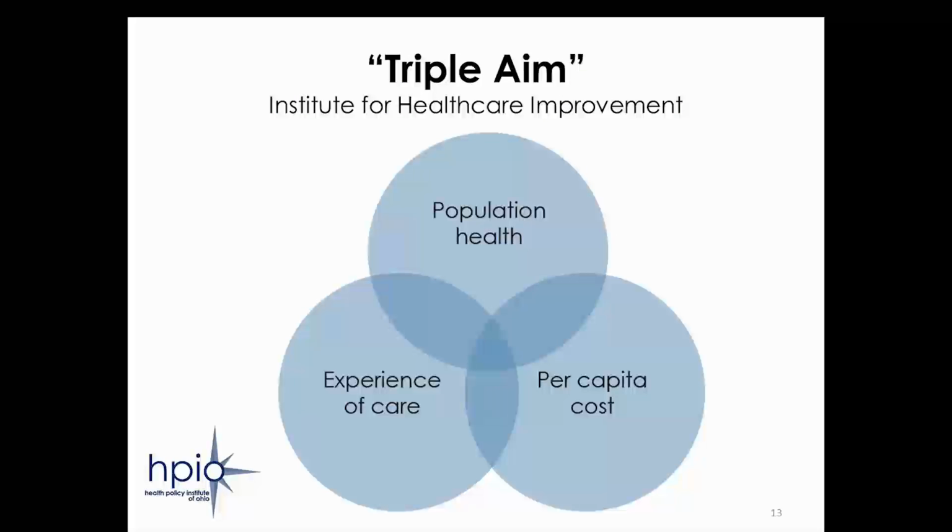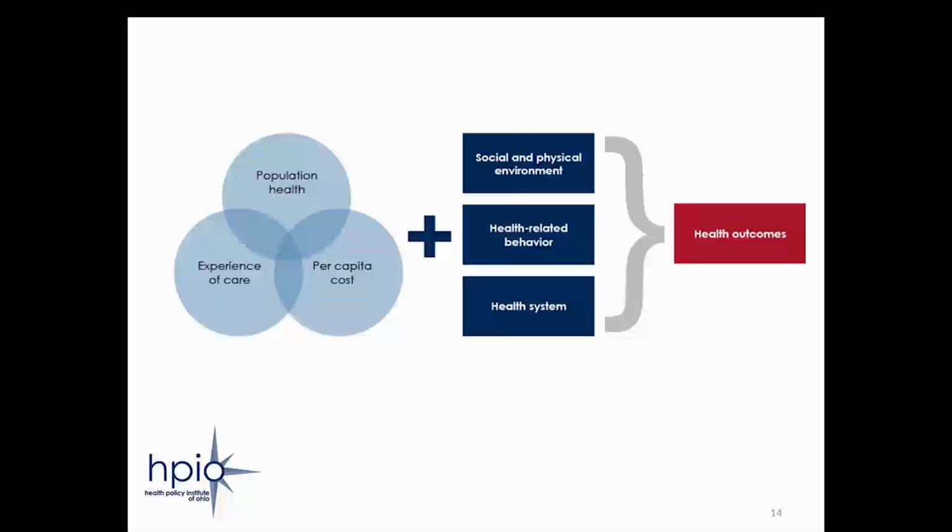We also looked to the triple aim, which includes per capita cost. And cost is something that is typically missing from traditional population health frameworks. So you can think of our conceptual framework as really kind of a mashup of the triple aim and the traditional population health model.